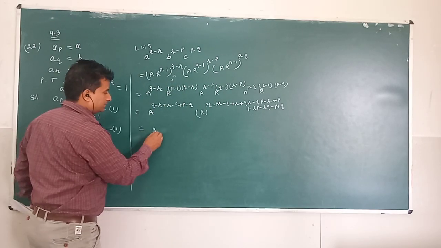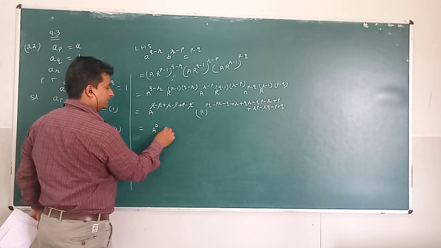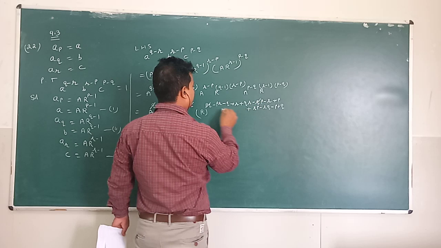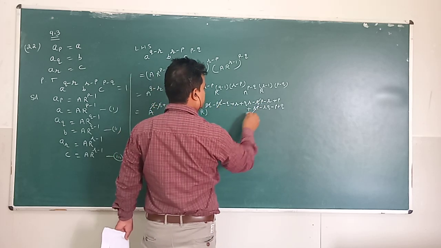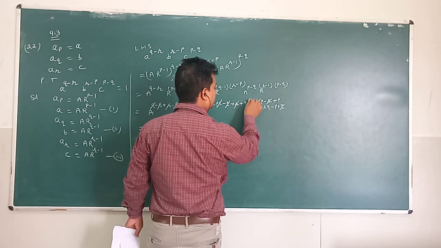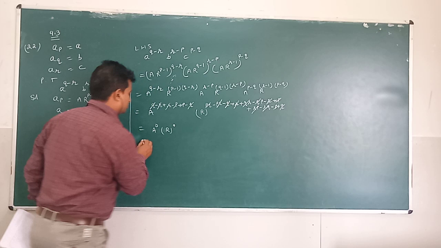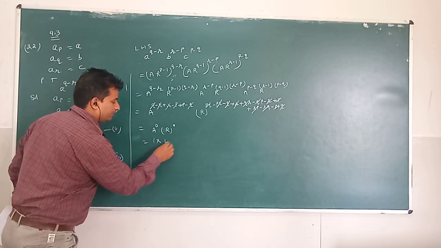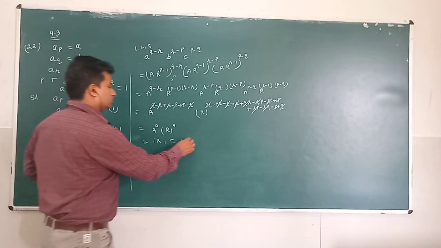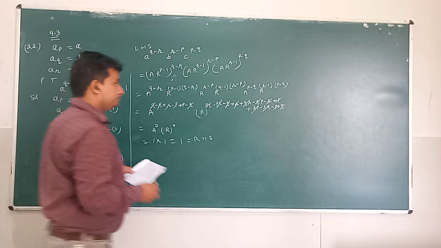So in this, q is cancelled out, r is also cancelled out, p too. A power 0. pq is cancelled out by pq, pr by pr, qr by qr. So the R power is 0. A^0 is 1, R^0 is 1. So the right hand side equals 1. This is the solution of this question.